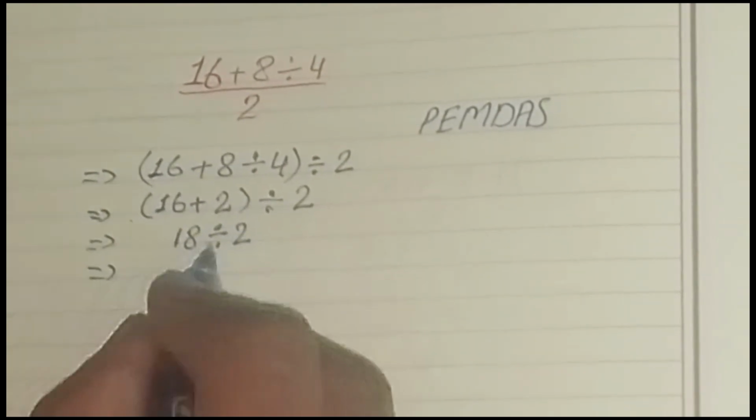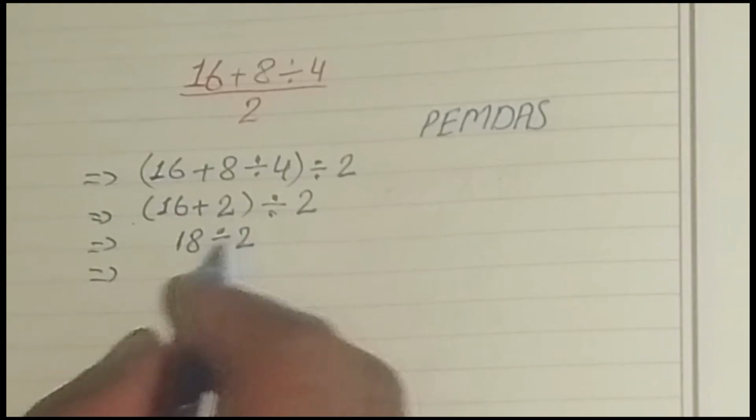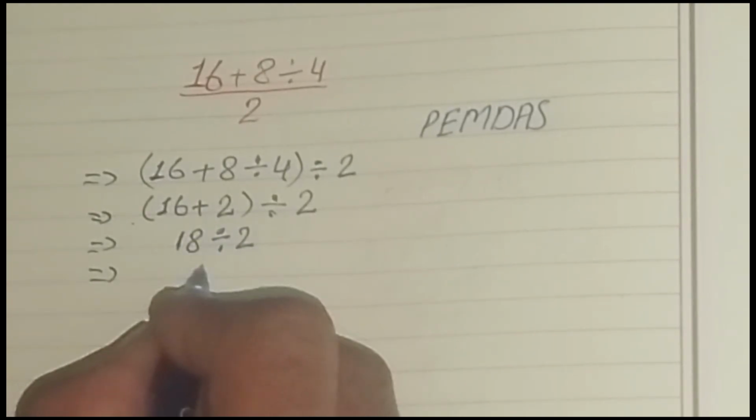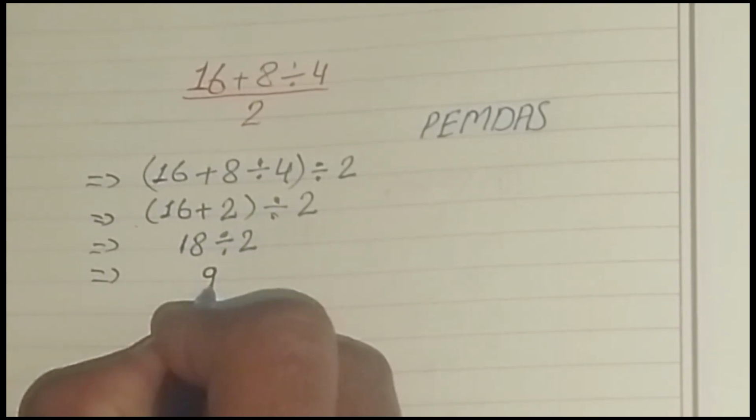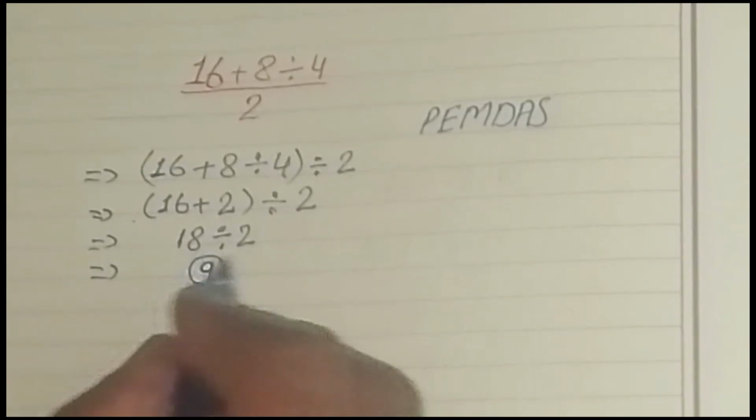Now 18 divided by 2 gives us 9. So the final answer is 9.